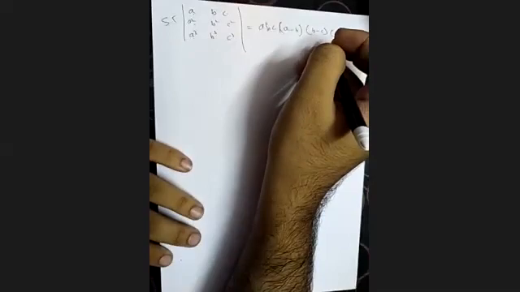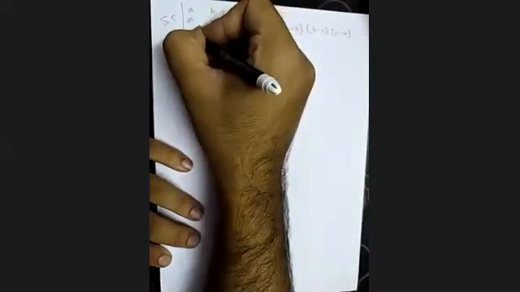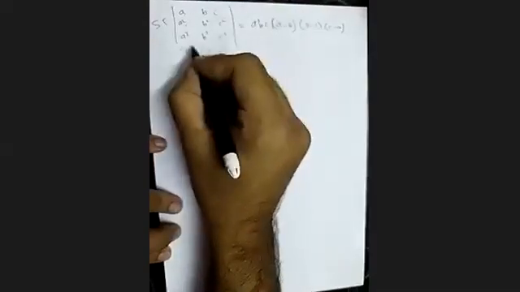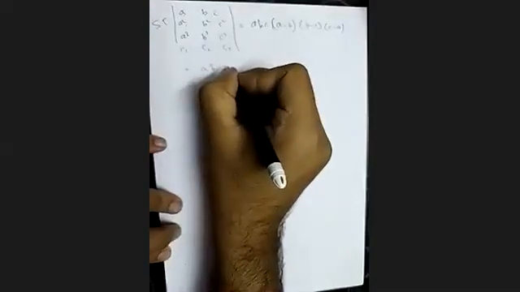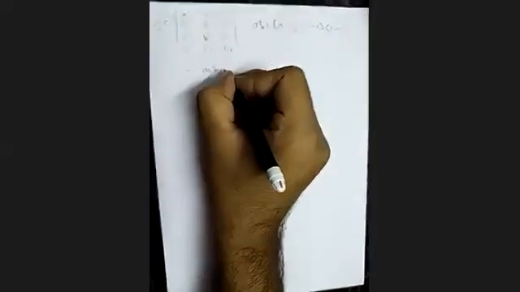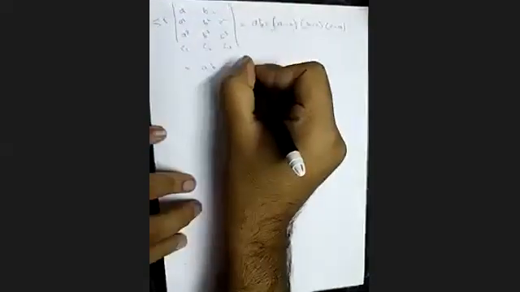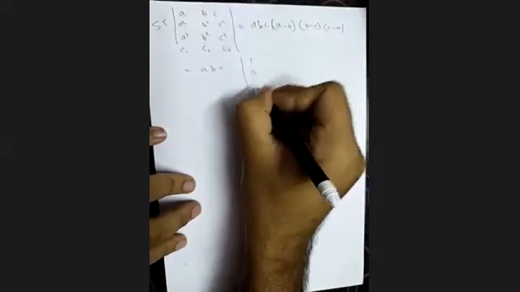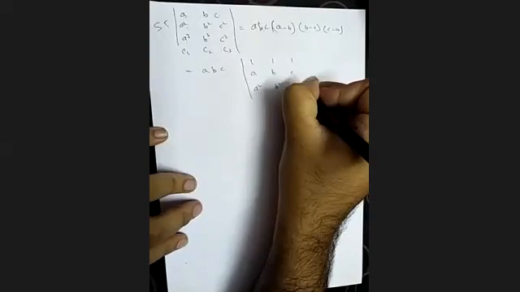So first of all, we can take a common from C1, b common from C2, and c common from C3. So we are taking a, b, and c as common. What will be left? We are taking common a, so 1, a square; 1, b square; 1, c square. We have taken common.